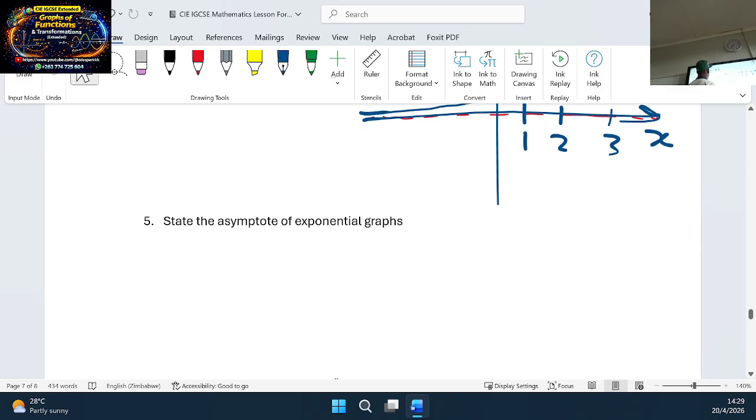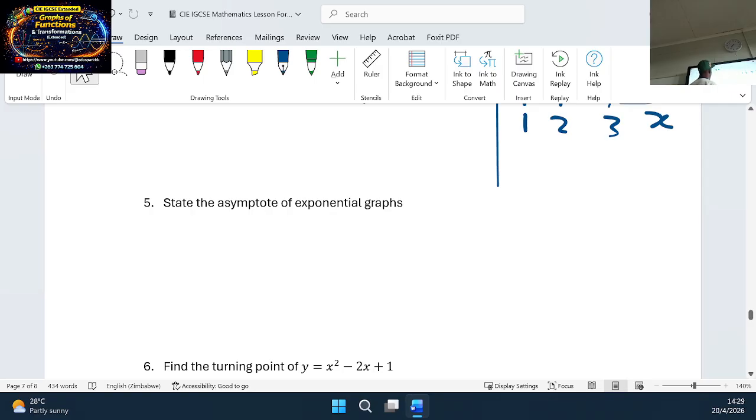So let's move on. State the asymptote of our exponential graphs. So the asymptote, we are saying the asymptote is y equal to 0. That's the asymptote, y equal to 0. In other words, we are saying we don't touch the x-axis or the horizontal.